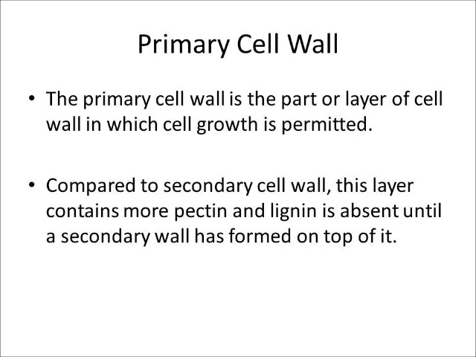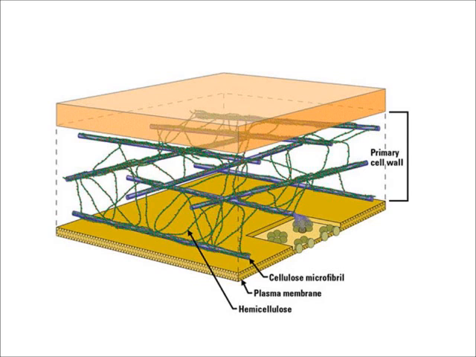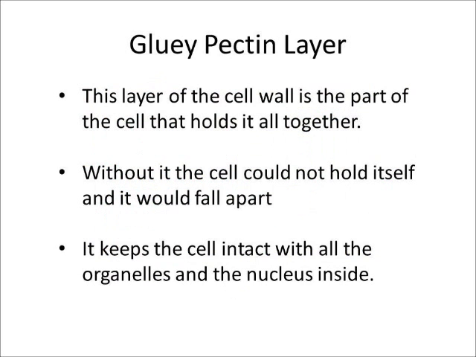Here's a diagram of the primary cell wall. There are three components that make it up. The first part is the cellulose microfibril, the next part is the plasma membrane, and the last part is the hemicellulose. Together, all these parts form the primary cell wall.